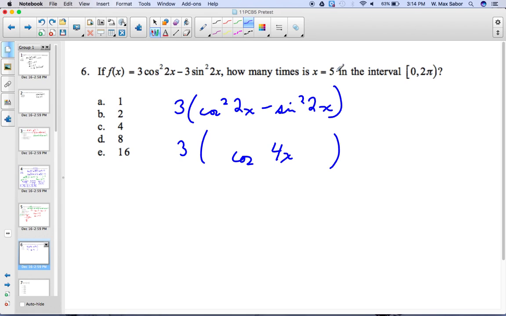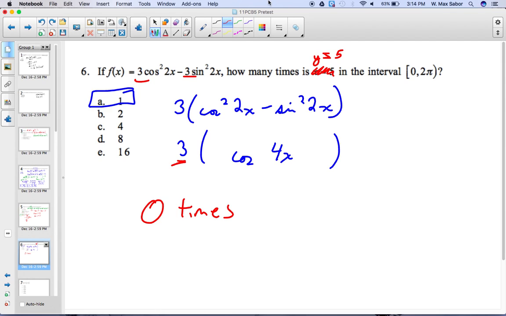So how many times is x equal to 5? Well, this is actually a typo. If x equals 5, technically one time in that interval. The question that I meant to write was how many times is y equal to 5 in that interval? Actually the answer to that question is 0 times, because the amplitude is 3 and you're never going to get above 3 as a y coordinate.